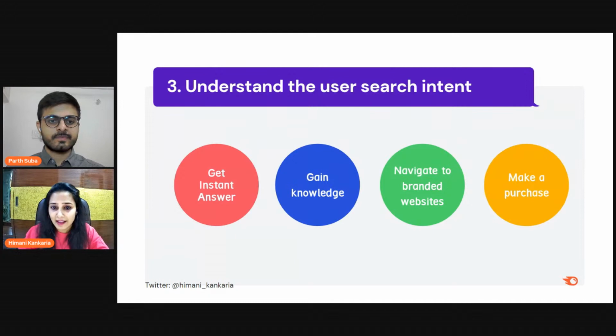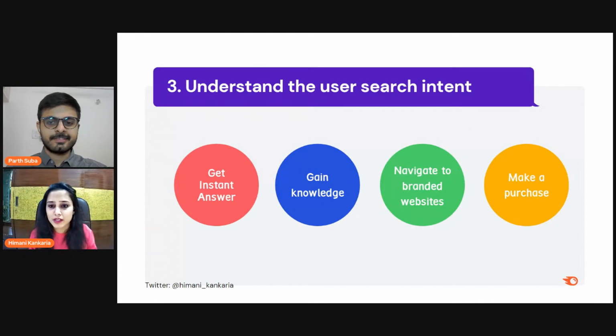Third step is to understand the user search intent. I am sure this is very popular these days among SEOs, but this is not at all new. Let me tell you, this is not new. We have been doing it, but we were just not giving too much emphasis on it.